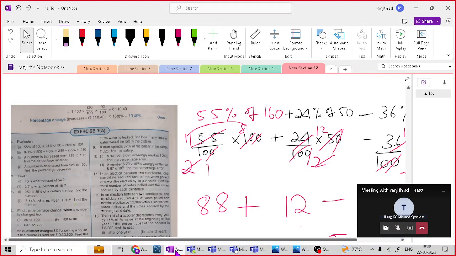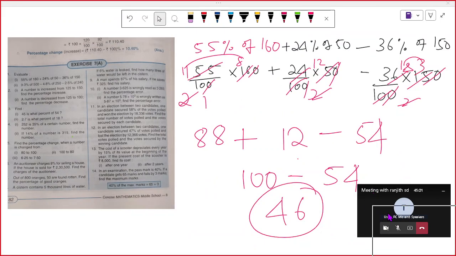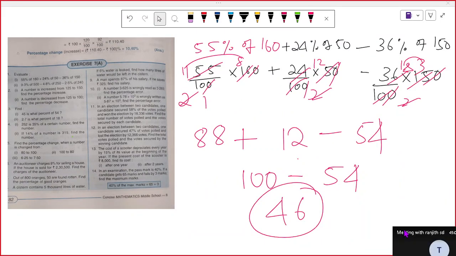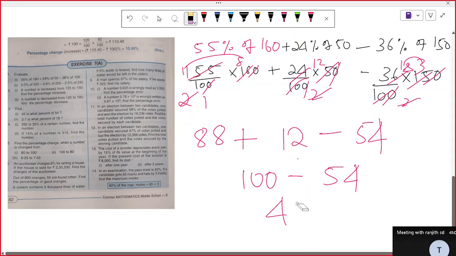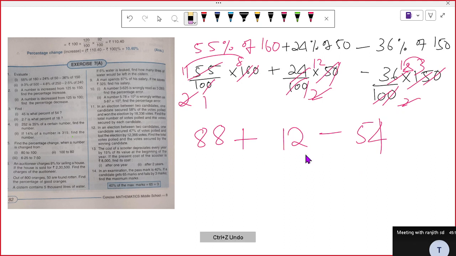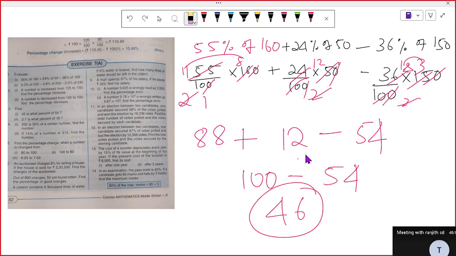Okay, now can you all see the screen? Yes. Okay, first question, the answer is 46. Reduce everything, 46. Shall I erase the first one? Yes, sir. Convert all this, 55% and all this, you get 88 plus 12 minus 54. Yes. Try the second.